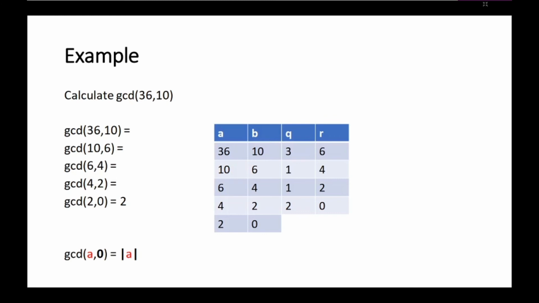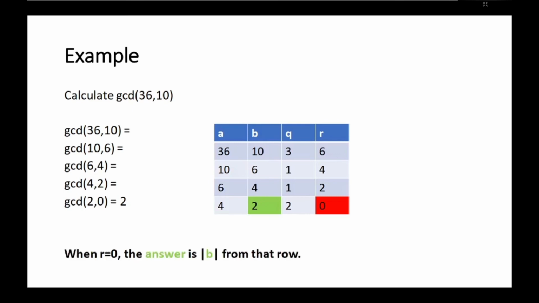So the answer is actually on the last row of the table. But for this row we use the B and R from the previous row. So the answer is actually also on that row. So when you see that R reaches 0, then you know that the answer is on that row in the column of B. So the answer is actually the absolute value of B, where R reaches 0. And since the answer is already there, we can skip the last row of the table. So when R reaches 0, the answer is the absolute value of B from that same row.